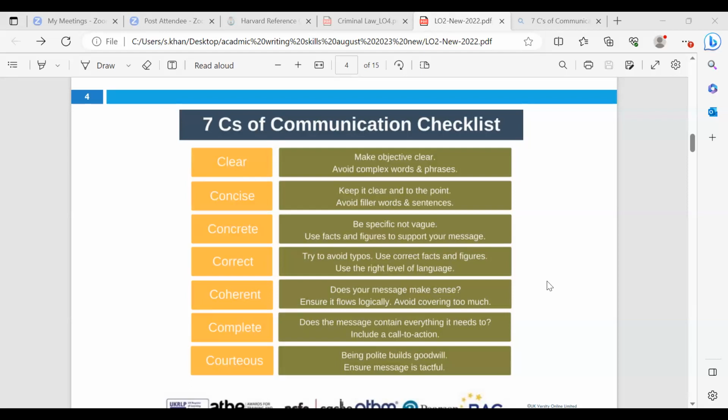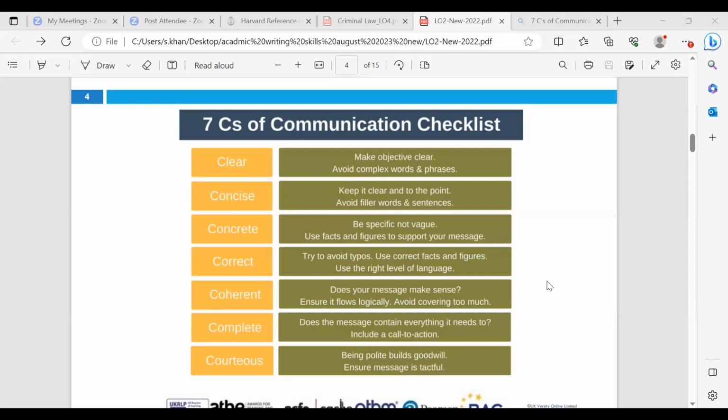The next one of the 7 C's is communication, complete. So does the message have everything in it? Has the person been able to understand and put all the details of the message in it? It needs to make sure nothing is missing. It has to be complete.